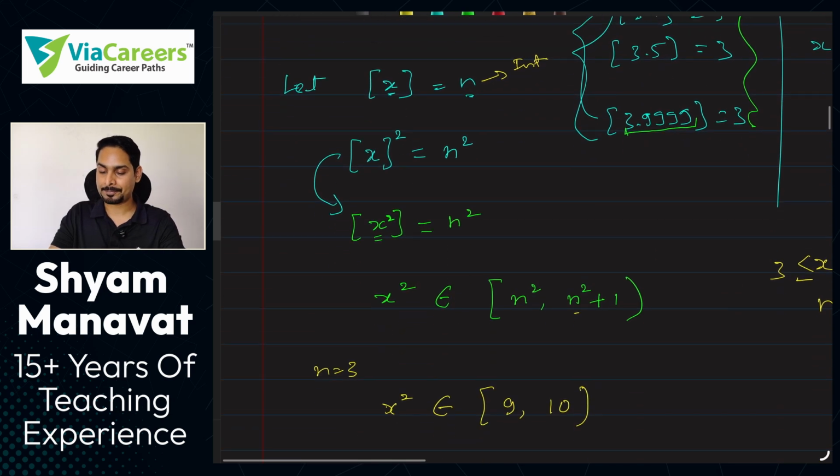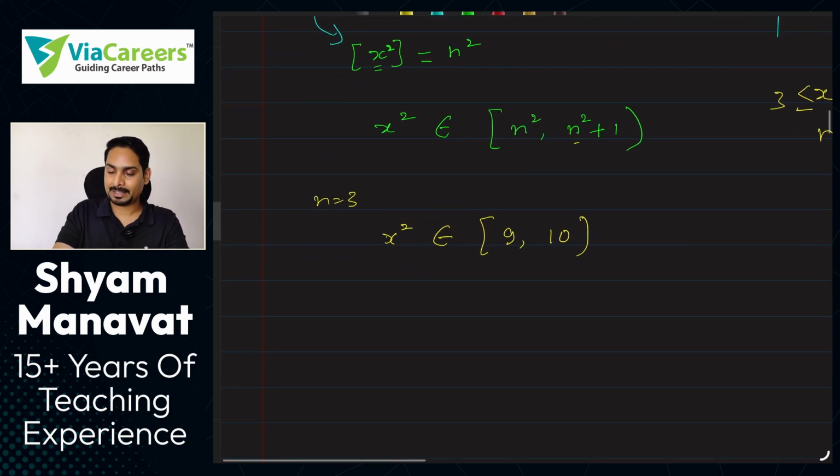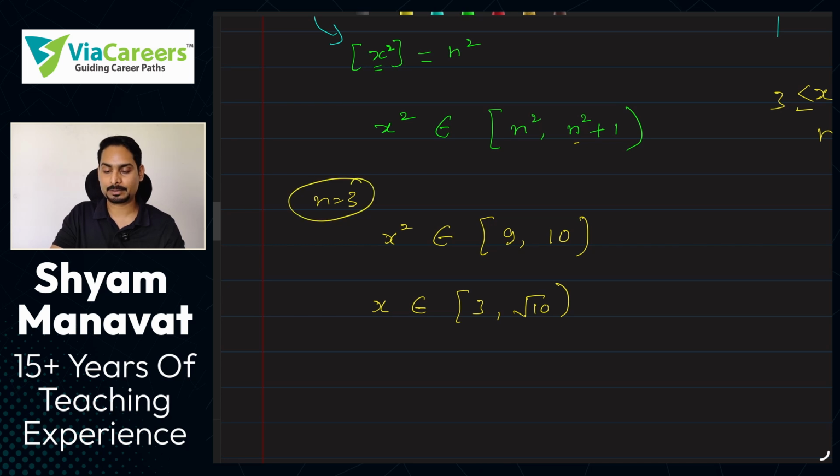So, if from x square I want to get x, what should I do? We should take the square root of the respective numbers. So what will the square root be? It will be 3 to square root of 10. If you understood this for n equal to 3, it will be easy for you to do it for 4, 5, 6 also. Till here it is fine.